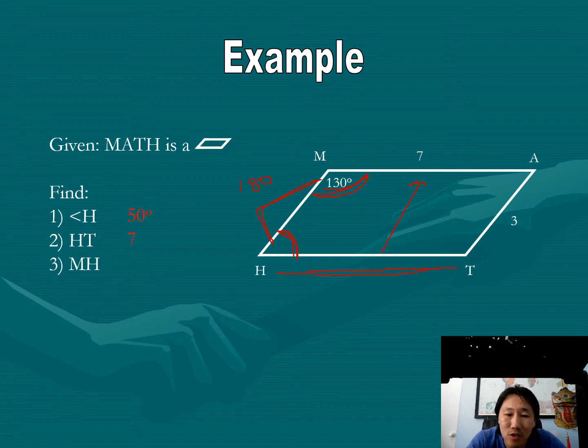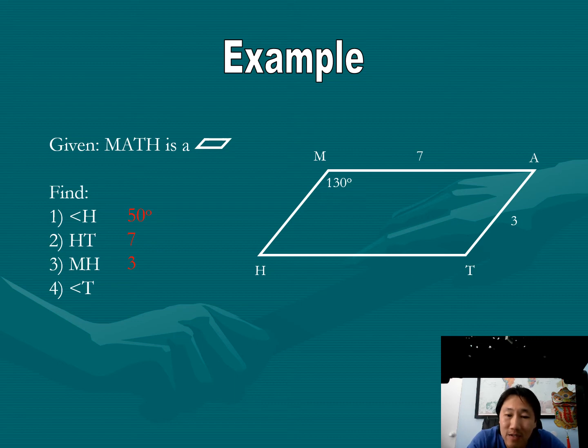How about MH? Let me erase some stuff so it doesn't look so messy. MH was right here. It must equal 3. Again, opposite sides theorem.